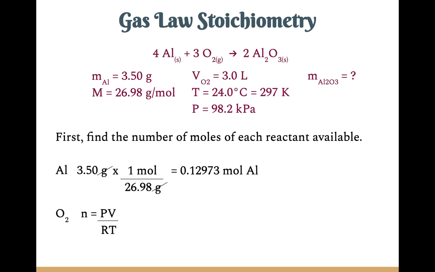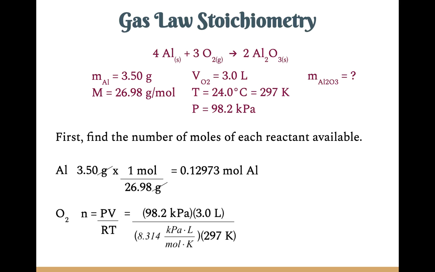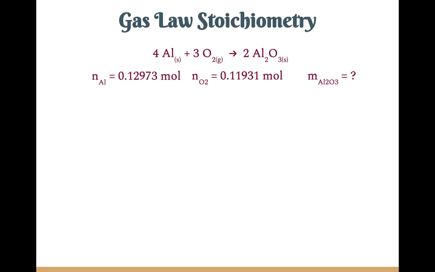For oxygen, we want to find moles. We're going to use the ideal gas law rearranged. So n equals PV over RT. We're going to plug in all the information that we have. We have the pressure and the volume and R and the temperature. So we plug all that in and we're left with moles. So we find that we had 0.11931 moles of oxygen. So those are the amounts that reacted. I've just carried those forward here.